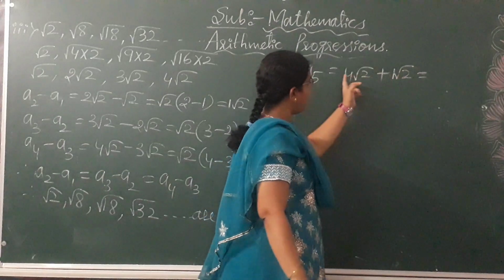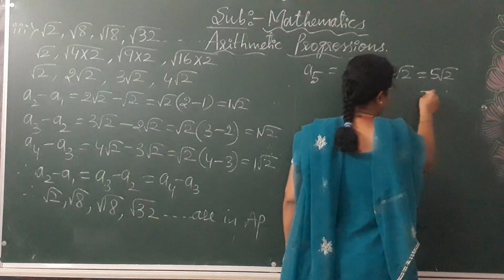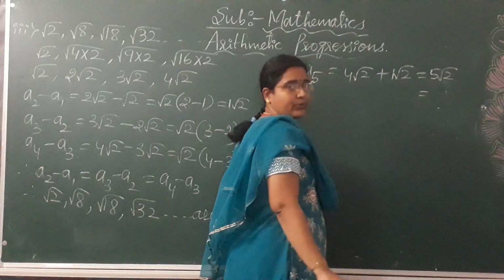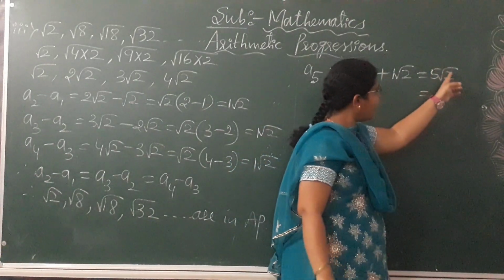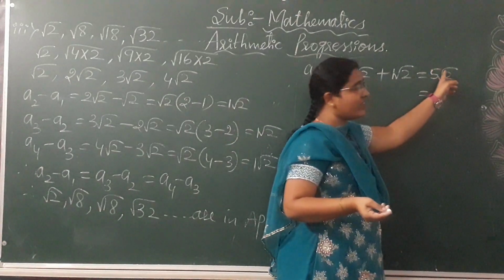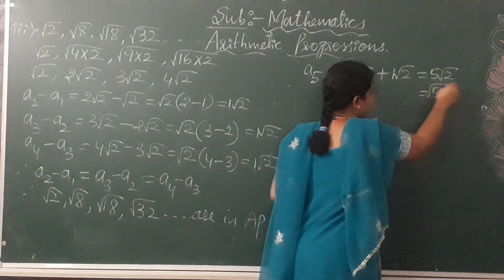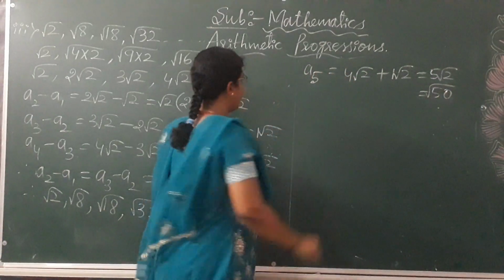Now root 2 is common. 4 plus 1 is 5 root 2. And this 5 root 2 equals, taking 5 inside the root, it will be squared. 5 square will be 25. 25 times 2 is 50. That is root 50.